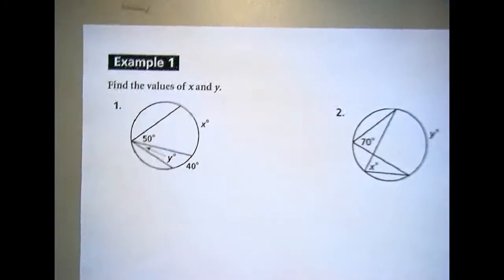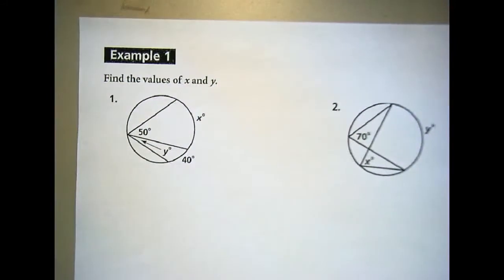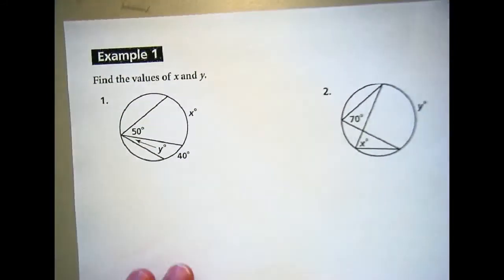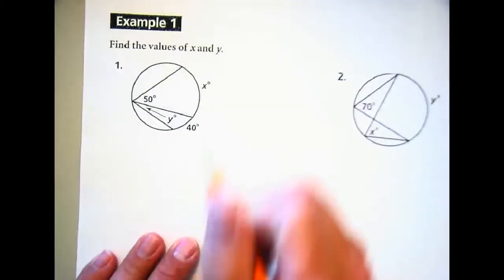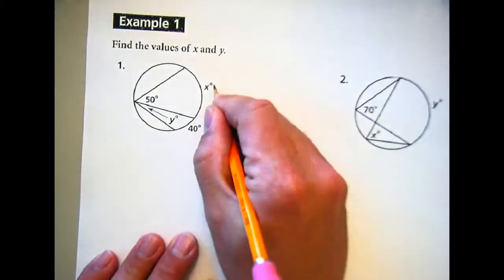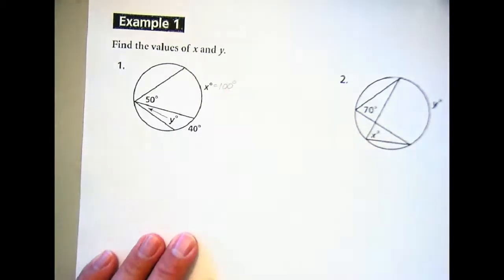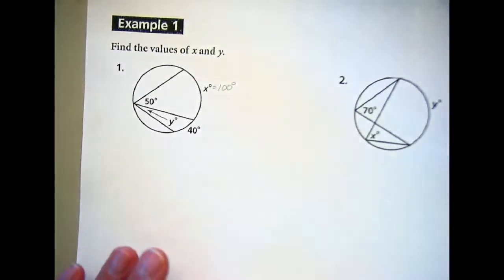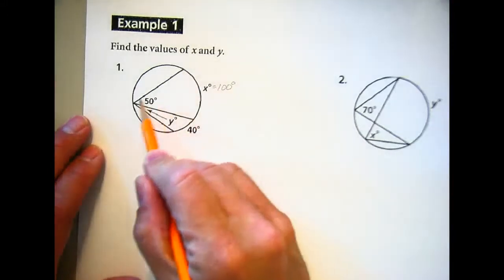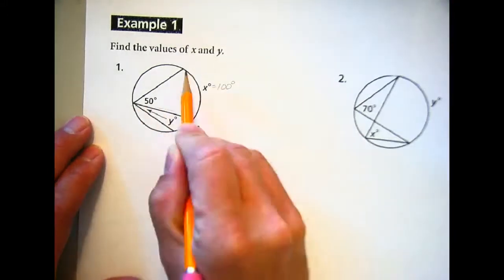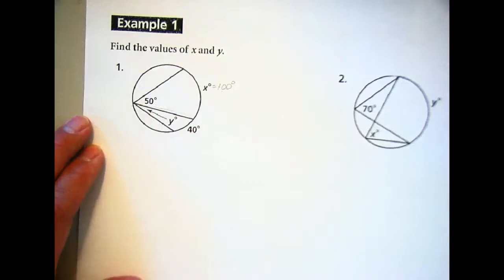Okay, I want everyone to take a look at number 1, Example 1, number 1 on your assignment. Talk with your neighbors. You guys get about 1 minute. All right, what do we got? What's angle X? Hannah? 100. How many got 100? Why is it 100? Alyssa, why is it 100? Because the inscribed angle is half of the arc angle. Good. Yeah, so that's half of it. So if we double that, we get 100.